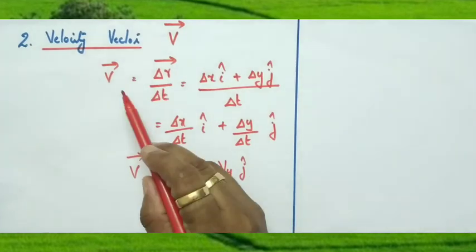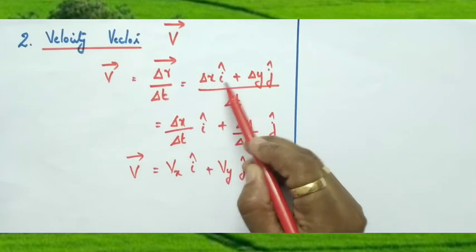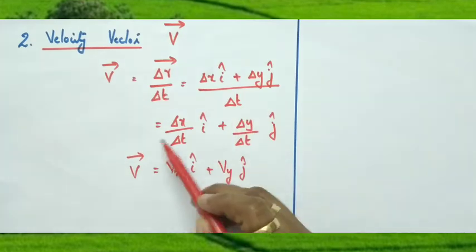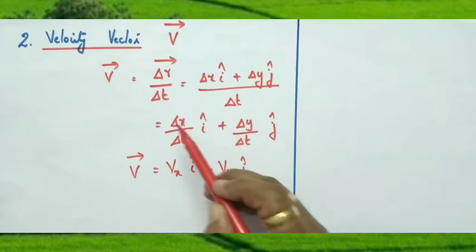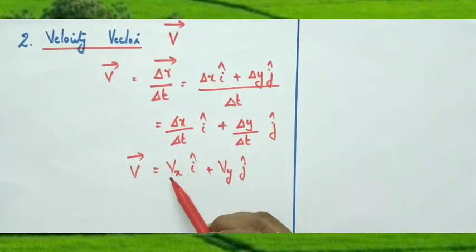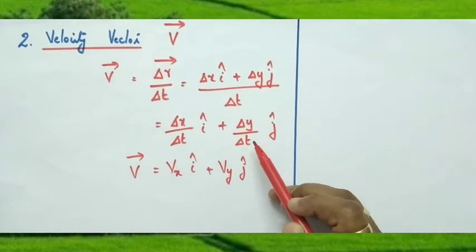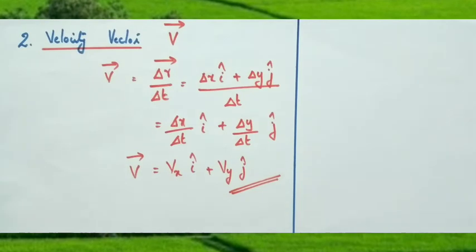Okay, children. So, velocity is displacement vector divided by time. Displacement vector, we know it is delta x I cap plus delta y j cap divided by delta t. We can separate it, delta x by delta t I cap plus delta y by delta t j cap. What is this delta x by delta t? Displacement by time along x direction, that is Vx I cap, plus delta y by delta t is velocity along y direction, that is Vy j cap. Hence, velocity vector can be represented as vector V equal to Vx I cap plus Vy j cap.